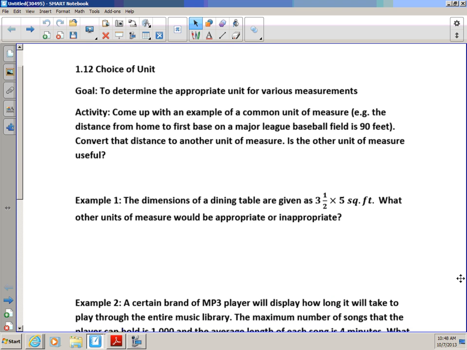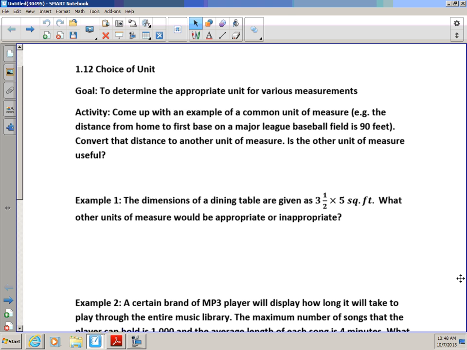The purpose of today's lesson is to look at how different units of measure exist for particular situations, but why some are more appropriate than others. So we just want to talk about a couple of common things here for a moment.